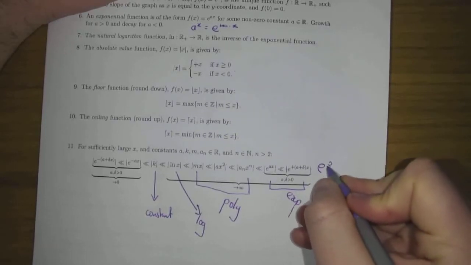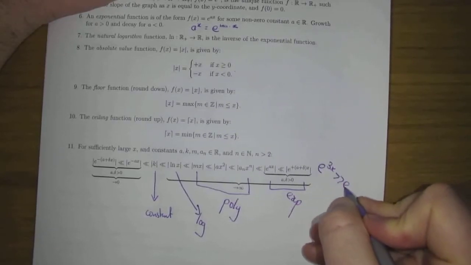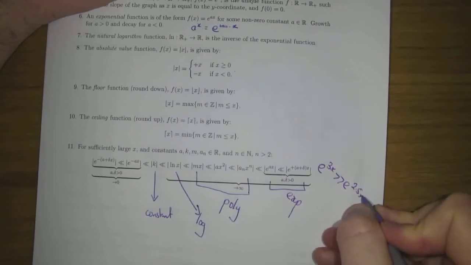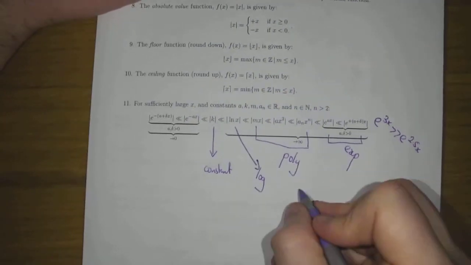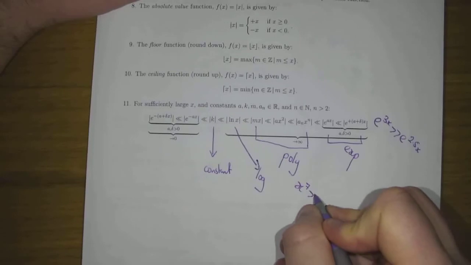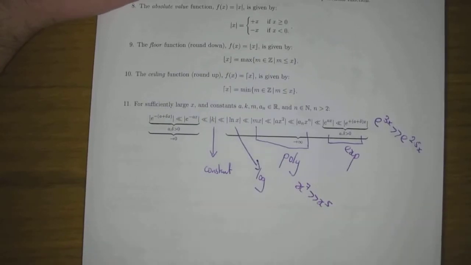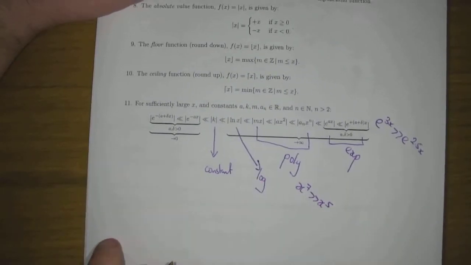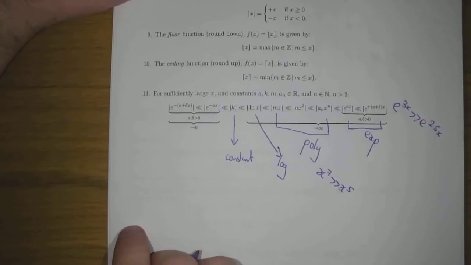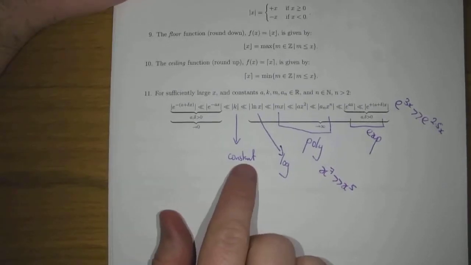So for example, e^(3x) will grow faster than e^(2.5x). Okay, and in here, x^7 will grow much faster, for example, than x^5. You can probably do a similar story with the logs, but I don't think I'd worry about that. The constant, of course, doesn't grow.